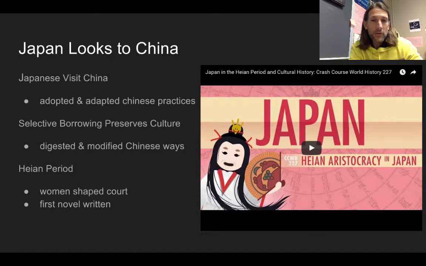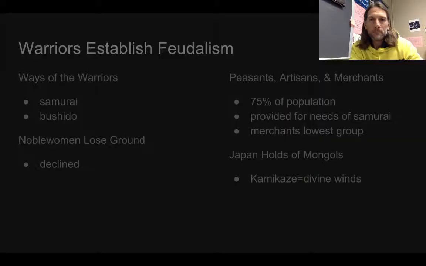The first novel is written by a Japanese woman. The first novel in world history is written by a Japanese woman. And so in this Heian aristocracy, women play a pretty big role, even though they have less power, because they're involved in the court, they're moving in the upper circles, and they are the ones who are writing literature, they play a pretty big part.